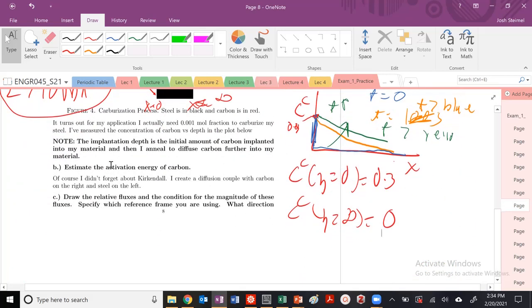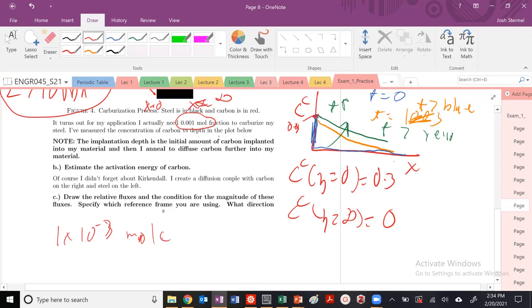Again, we've only done a couple of problems in class, so maybe a diffusion couple. Maybe you want to study that one. Anyways, I love this next problem. Turns out from my application, I actually only need 0.1 mole fraction of carbon to carburize my steel.